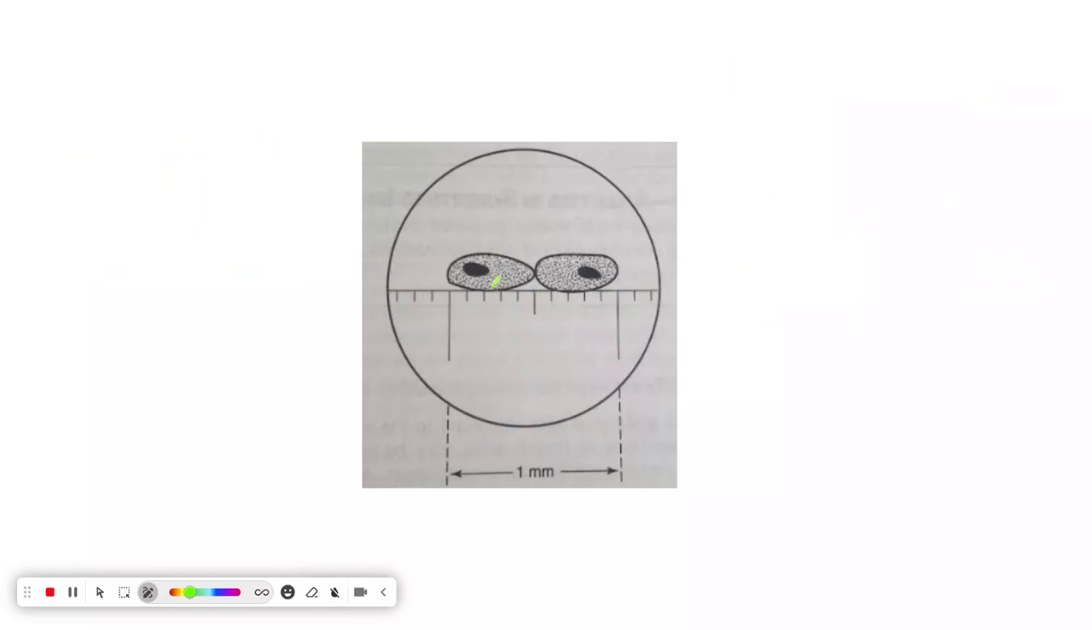Remember, not one cell, but the cell's nucleus. What is that size? Well, we can see that from there to there is just one unit, 1 unit, or 0.1 millimeters. So in micrometers, it would be what? 100 micrometers.